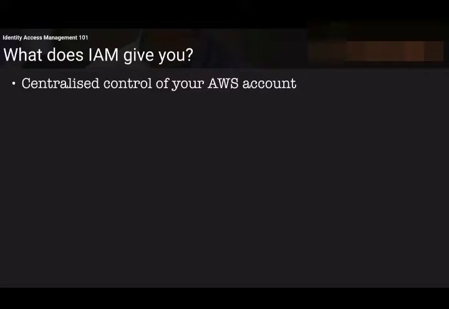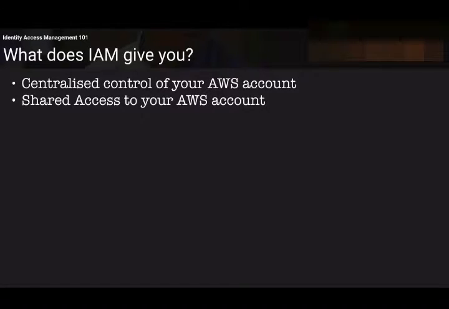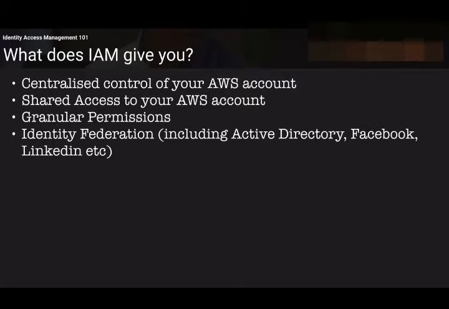Well, it gives you centralized control of your AWS account. It gives you shared access to your AWS account. It gives you granular permissions. It gives you identity federation. And what do I mean by that? Well, it just means that you can connect your IAM up to Active Directory or into Facebook or LinkedIn, for example. So you can actually federate with different identity providers. And we'll cover off how to do that in a later lecture.